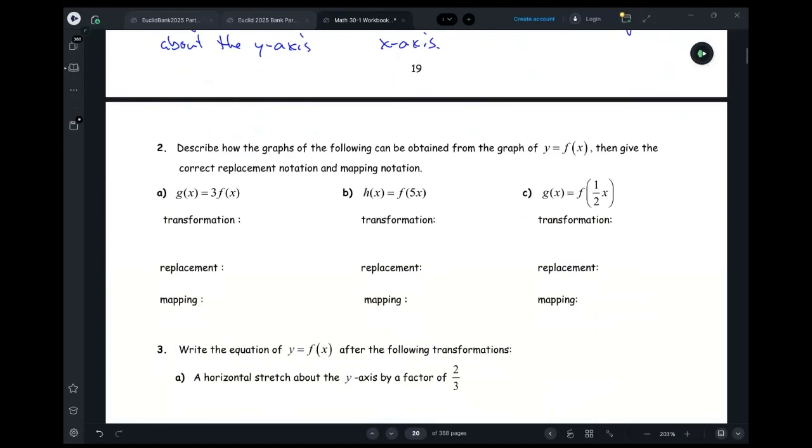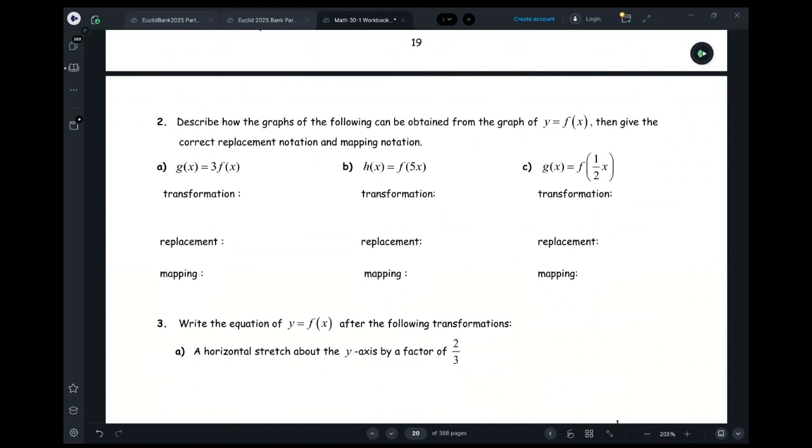Okay, now the next question, and what you're going to see here as we progress through this is that we're really looking at the same thing over and over again, but from different angles, different perspectives, but it's the same idea. So we're going to describe how the graphs of the following can be obtained from the graph of y equals f of x, and then we're going to give the correct notation and mapping.